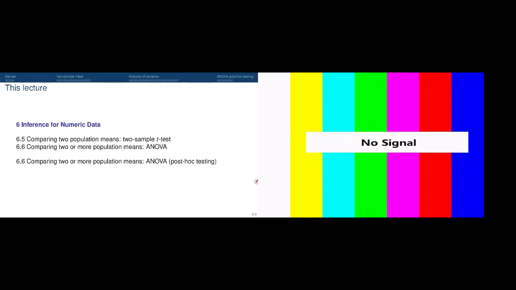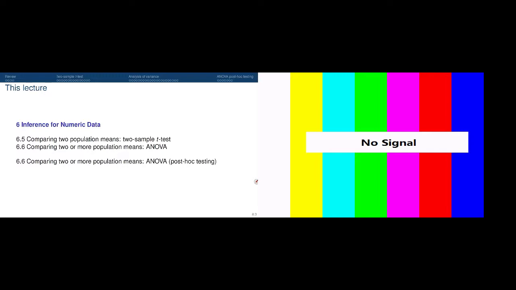This week we are continuing on from last week, where we first talked about paired data or independent data, where we have two different samples of numeric data, and we want to look to see whether there's a difference in those means. So today we're going to be looking at the case where we have independent samples, and then following on from that, we're going to be looking at this testing procedure called ANOVA.